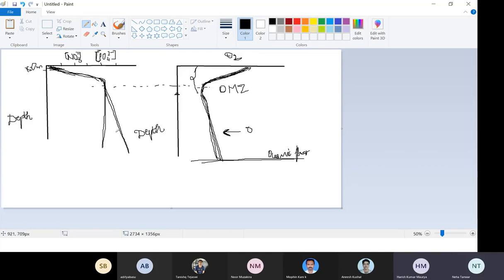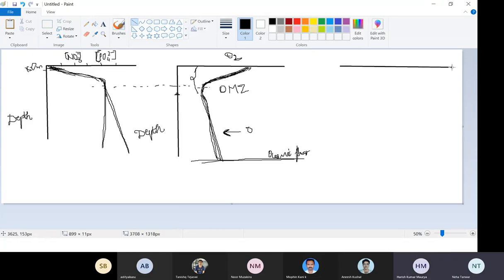If it was nitrogen gas, then what would the profile be like? Nitrogen is a very unreactive gas, right? So what should the profile look like with nitrogen? Something like this. With pressure and with temperature, you get more nitrogen, but otherwise biology doesn't have any role to play in the depth profile of nitrogen.